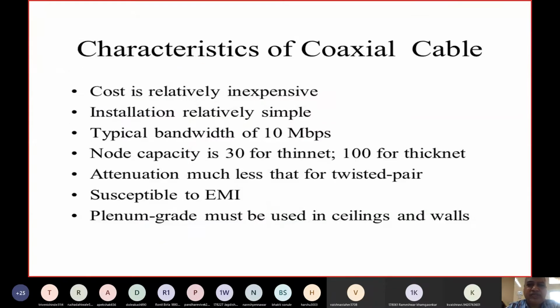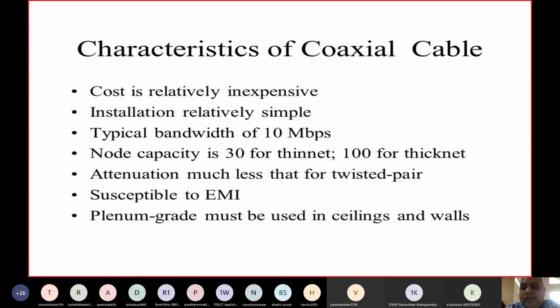Now if you see the characteristics of this coaxial cable, it is relatively inexpensive when compared to other cables. Installation is relatively simple. Typical bandwidth of 100 Mbps. That means 100 Mbps data can be carried very easily. Node capacity is 30 for thin net and 100 for thick net. That means if you use a thick cable, then you can have 100 computers connected to each other. Then attenuation is much less than that for a twisted pair cable. This is one of the advantages.